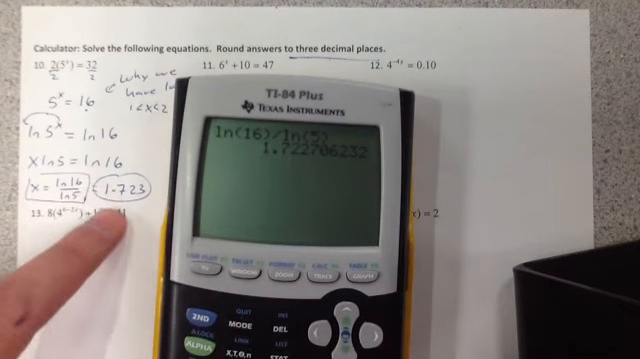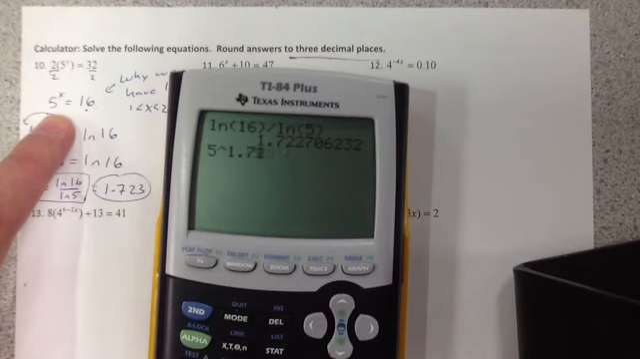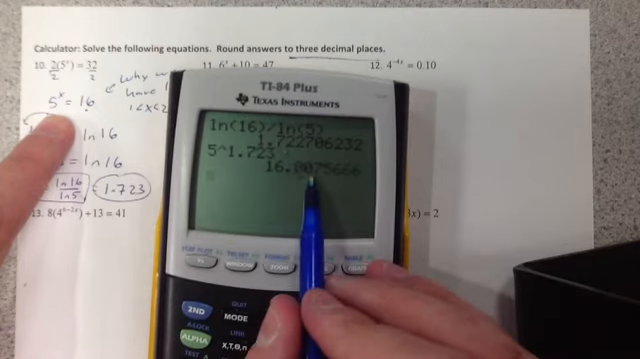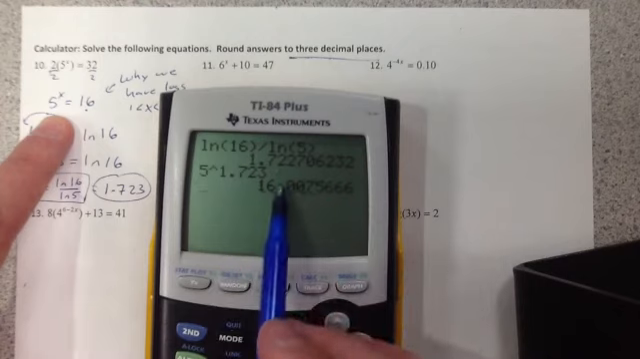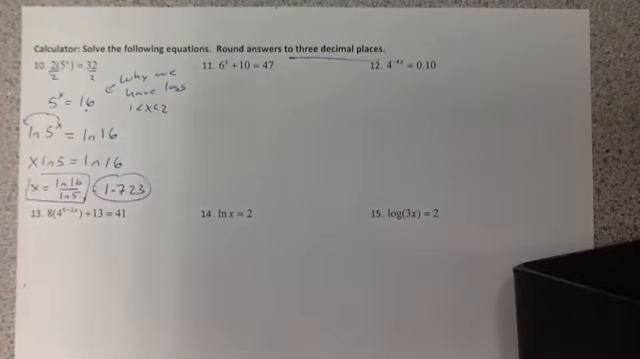But let's take a look. Let's see how close this is. 5 to the 1.723. I get 16.075. Of course, it's going to be a little bit over because we rounded up, but it's pretty accurate. All right, so in part 2, we're going to take a look at a bunch more of these.